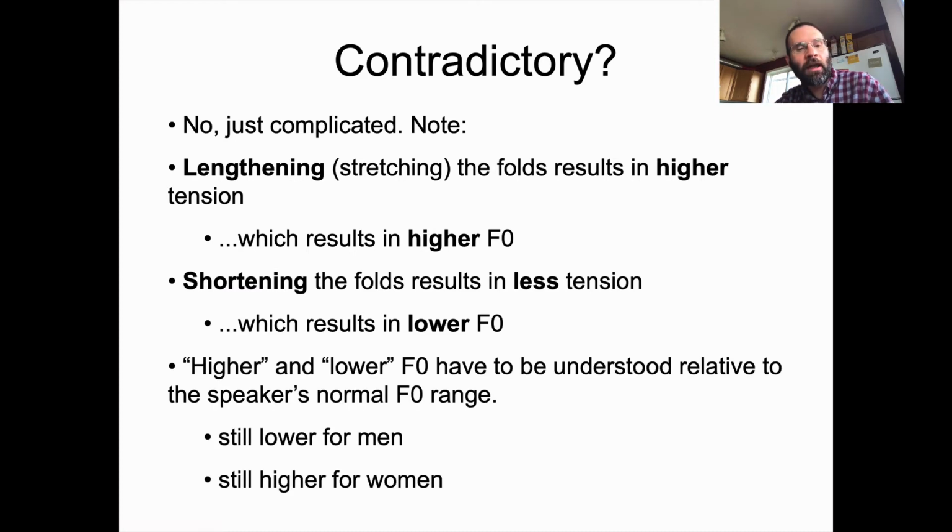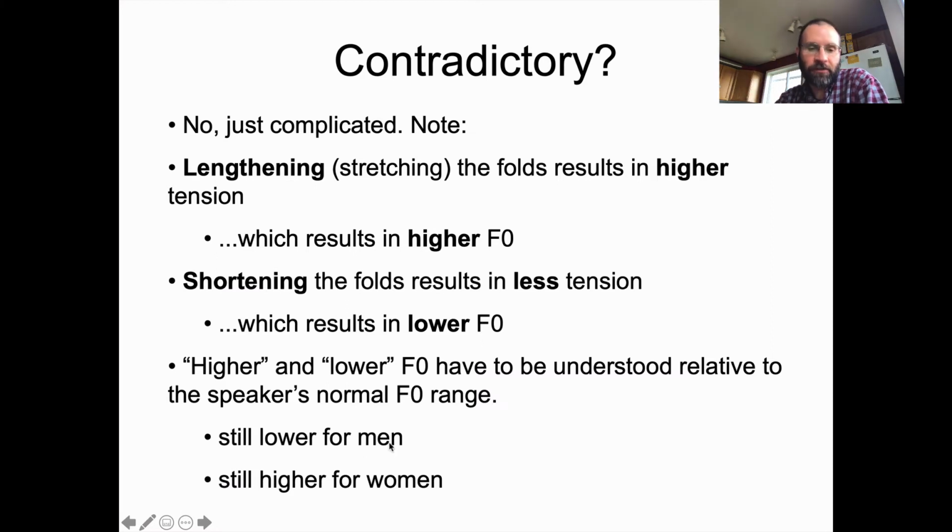So before I said that women have shorter vocal folds, and that's a reason why their F0 tends to be higher than men's. And now I'm telling you that if you lengthen your vocal folds, that will give you higher F0. You have to understand these lengthening and shortening effects based on the default range of F0 that you would get for men versus women. So overall, women will have a higher F0 range, and then you can tweak it a little bit based on how much tension you have in the vocal folds.